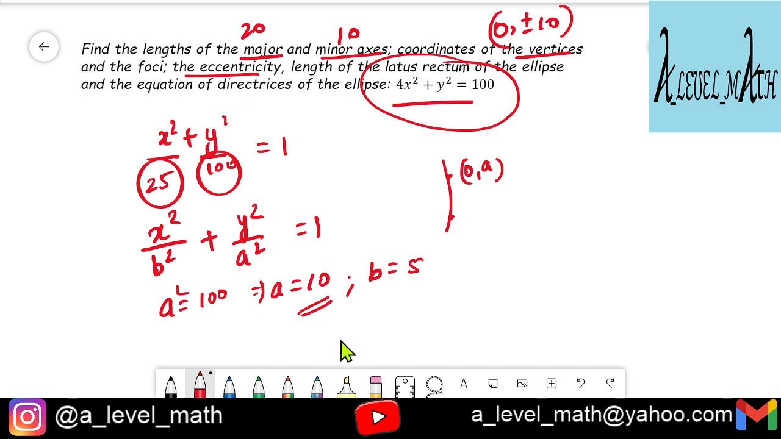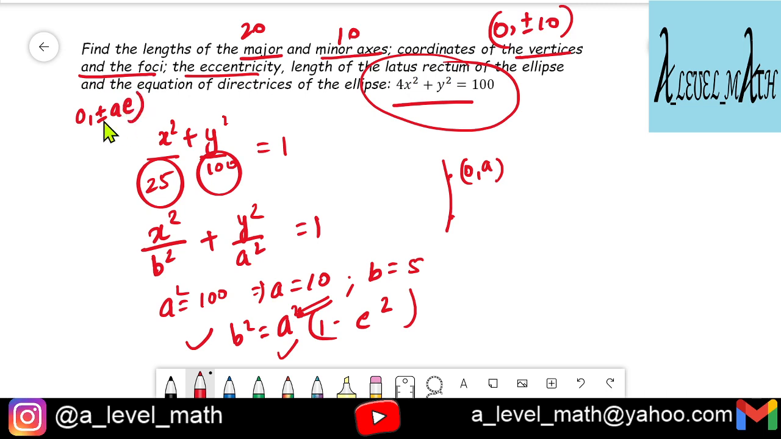Eccentricity we have to find out, guys. We have to find e by using the formula that 1 minus e square multiplied by a square gives me b square. So b square is equal to a square times 1 minus e square. Put in the value of b, put in the value of a, and try to figure out what the value of e is. And then the foci are 0 comma plus minus ae. So these are the coordinates of my foci.